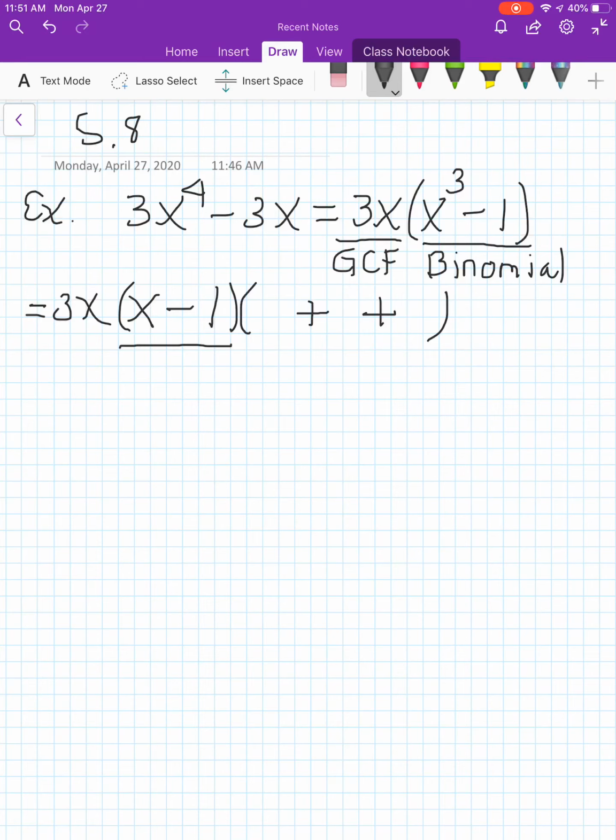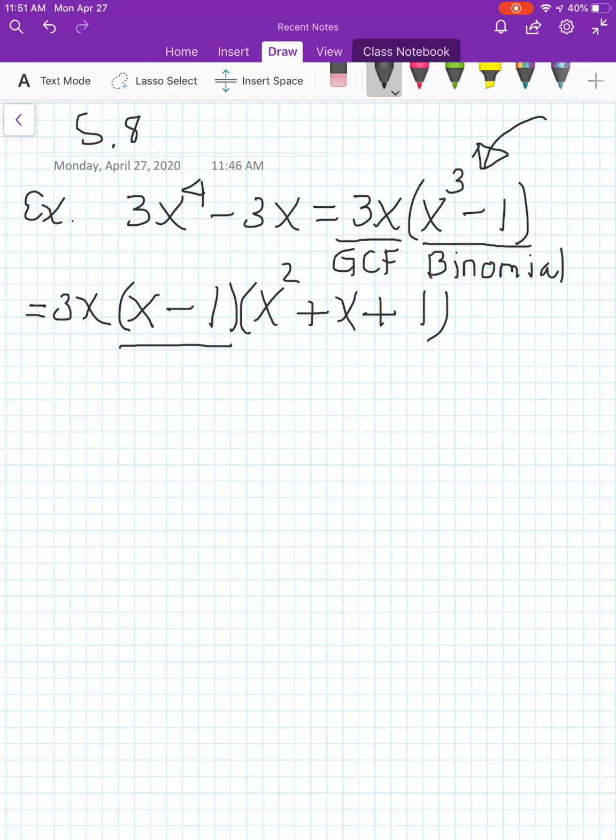The trinomial is you go to the left, which is the binomial, and you look at the first term and you square it, x squared. The last term is the second term and you square it, 1. The middle term, you multiply x times 1, which is x. So now we have factored the difference of cubes. Now we have factored this, guys.